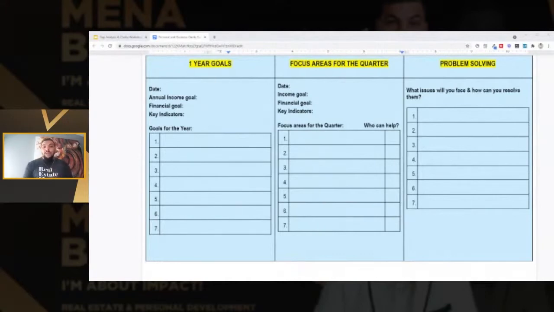So think about who can help you focus on the things that you need to focus on in your next quarter. It could be family members, it could be work partners, it could be colleagues, it could be networking groups you're part of, it could be your broker, it could be myself, whoever it is that can help you. It could be assistants, staff that you have. Who can do this thing for you? Who can help you focus on that thing in order to get it done?